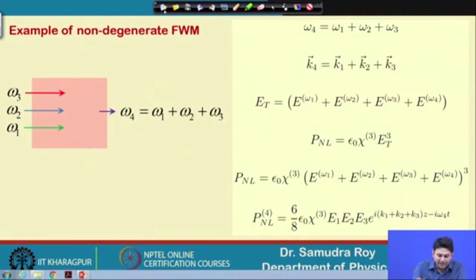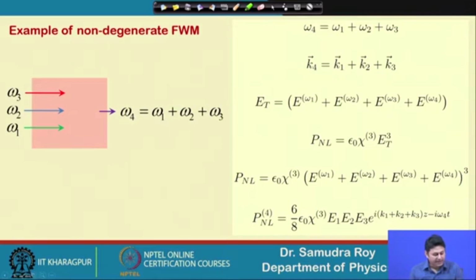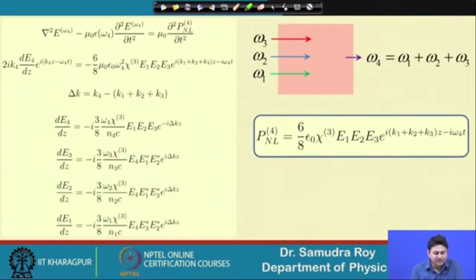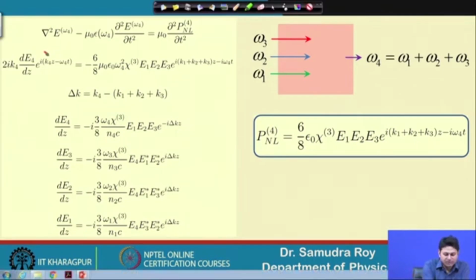So, I have the P nonlinear term in our hand, and if I manipulate the nonlinear Schrodinger equation for the E4 term, it will be simply this quantity. This is the nonlinear Maxwell's equation that we have been using to generate the evolution of different fields. For the E4 field, our aim is to find out how E4, the field containing the frequency omega 4, is going to evolve. We will just use this nonlinear Maxwell's equation.